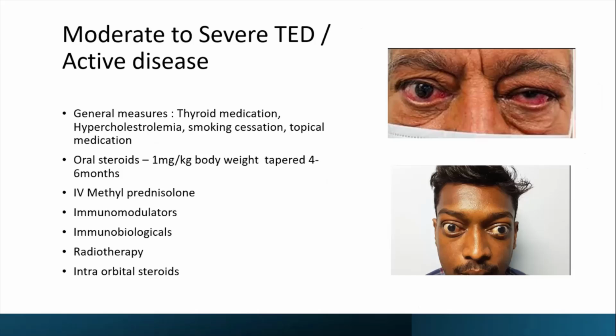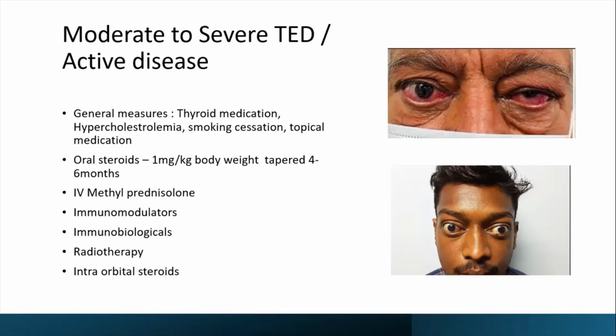In the active stage, the general measures are the same as for the mild disease which we have talked about. Let me not repeat those. Now the sheet anchor of treatment is immunosuppressants, where we have oral steroids, IV methylprednisolone and immunomodulators. Various studies have proven that with oral steroids 1 milligram per kg body weight tapered over 6 months, 30% have responses, whereas 70% go for a relapse. In those people given IV methylprednisolone, 70% give a good response, whereas 30% go for relapse.